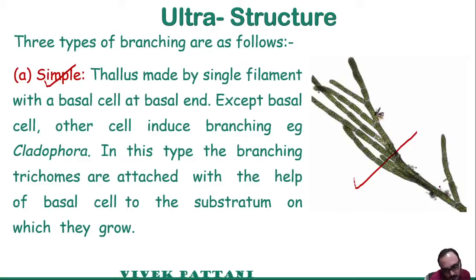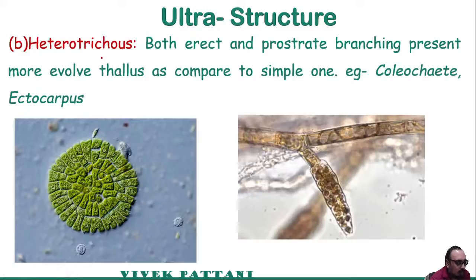Please have a look at the photograph here, which is of Cladophora. The branching trichomes are attached with the help of the basal cell to the substratum on which they grow. This part is going to be attached to the substratum.